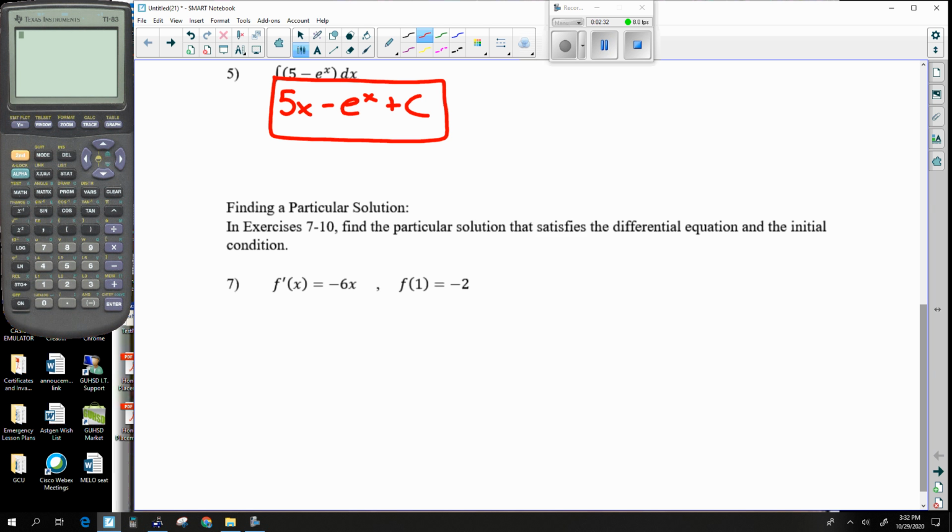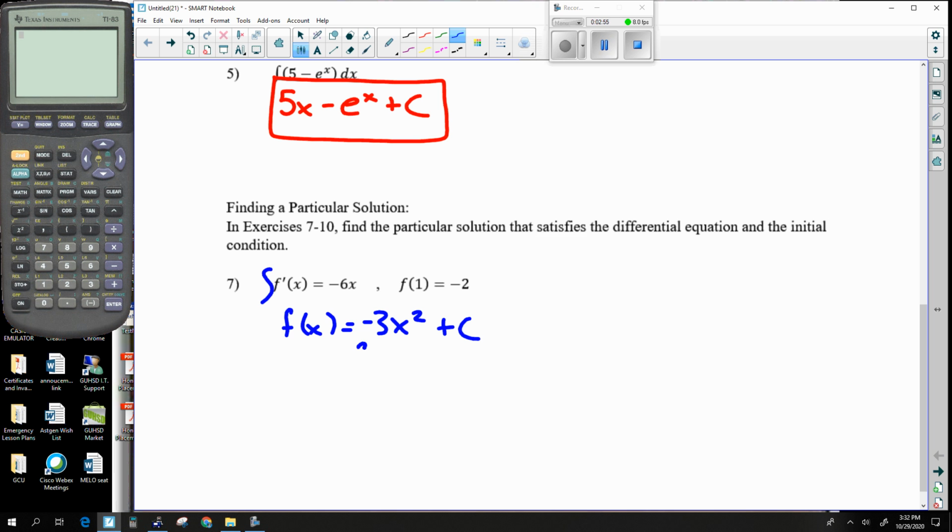Okay, here they give us a derivative, and they want to know what is the particular solution. That means what is f of x, just straight up. No c's, what is f of x? So the integral of that is going to get you f. And so that's x squared divided by negative 3 plus c.